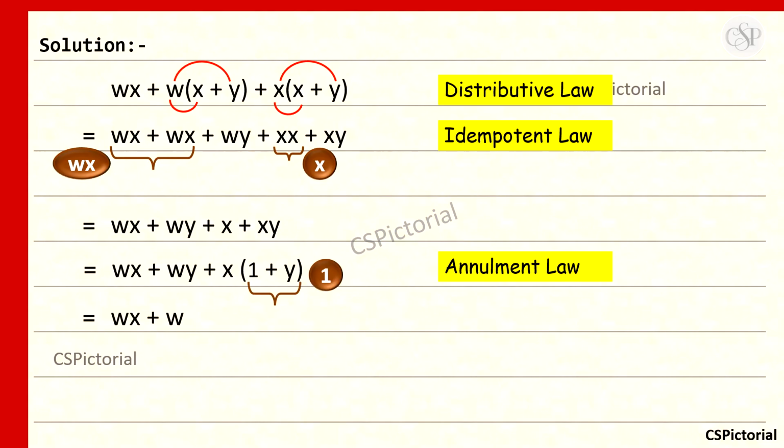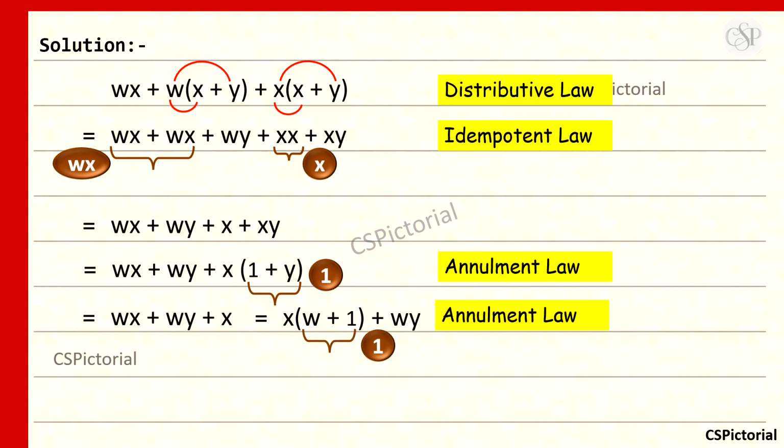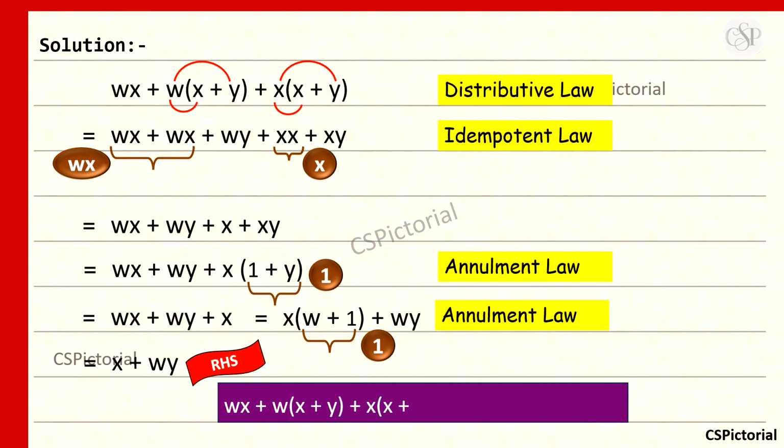Again, take out the common term x and write 1 plus w within brackets, which again becomes equal to 1 according to annulment law. Thereby, we get the final simplified expression as x plus wy, which is the right hand side RHS of the given expression. So, we could conclude that the first expression is proved to be true.